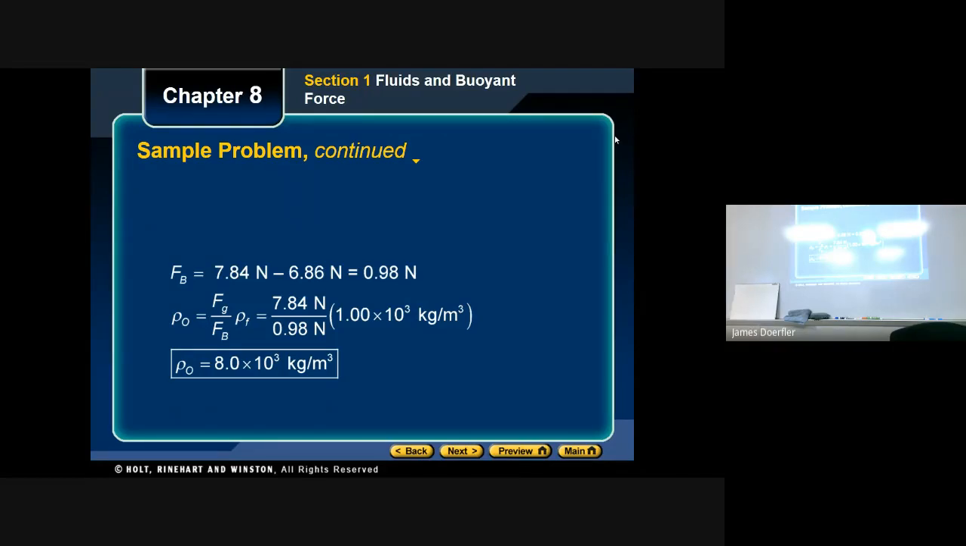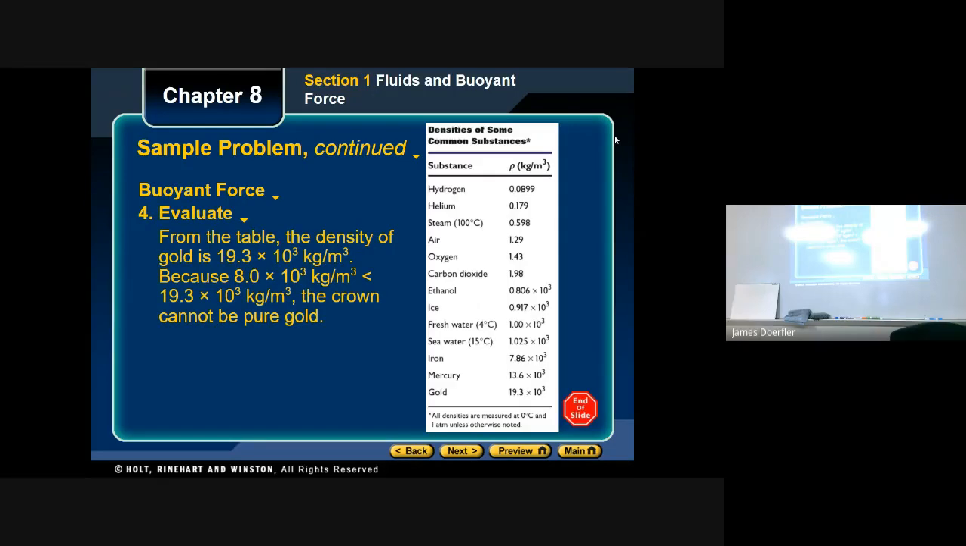Putting that number into our newly rearranged equation for the density of our object, we get that our crown has an overall mass density of 8 times 10 to the third kilograms per meter cubed. Now that we know that, we can compare it to what we should expect to see. Again, this is from that same table on page 275. Gold has a mass density of 19.3 times 10 to the third kilograms per meter cubed.